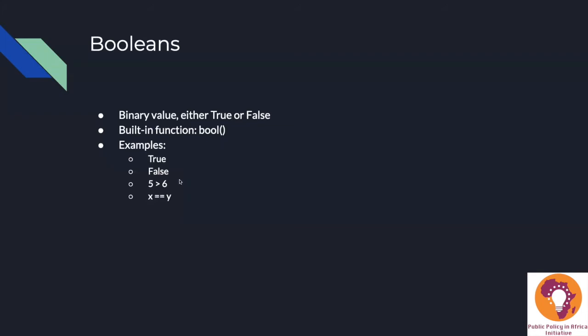We can also get Boolean values from doing comparisons. We're going to talk about operators in a minute, but we can do 5 is greater than 6. That evaluates to a Boolean, and that Boolean is False. And then we can evaluate whether or not X is equal to Y with this equals operator. That depends on what the values of X and Y are. We can assign X and Y values and then compare whether or not they're equal to each other. And that will evaluate to a Boolean, either True or False.